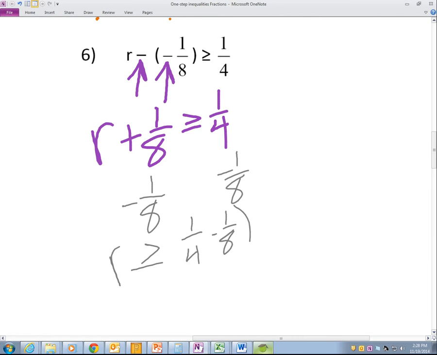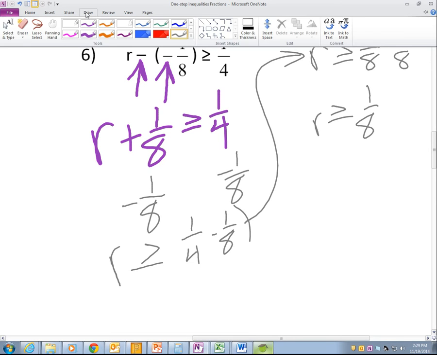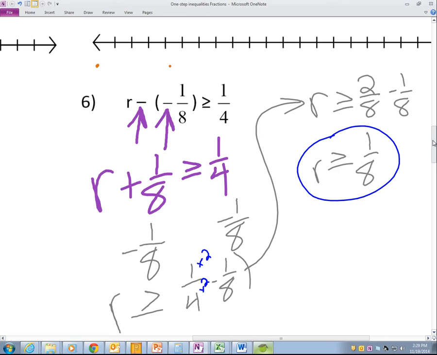I have to have common denominators because it's subtraction. R is greater than or equal to 2/8 minus 1/8. R is greater than or equal to 1/8. Times 2, times 2. That's how I got that. So here's my solution. That's going to look like this.